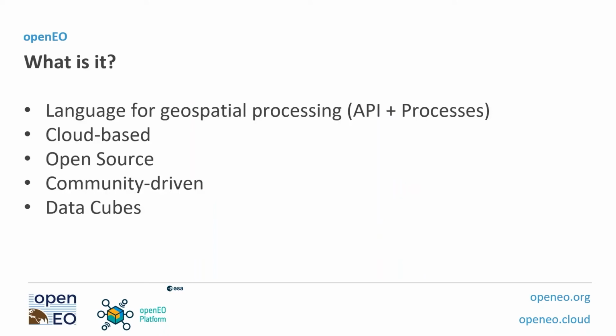So what is it? Well, it is a language basically for geospatial processing, so an API and a set of processes that you can run, an extensible set of processes. It is cloud-based, open source and community-driven. So anyone can contribute to that, can propose extensions, can propose new processes, and it's all centered around data cubes, so that the data access is really easy, and you don't need to fiddle around with files or any specifics here.